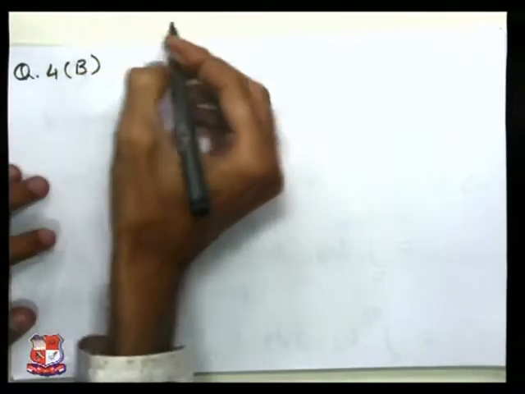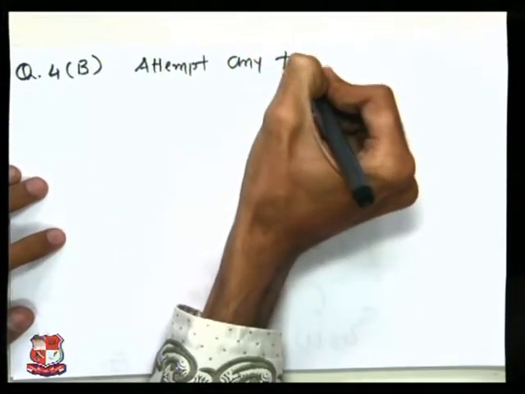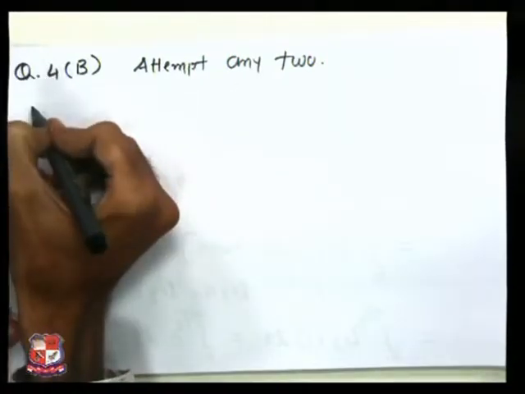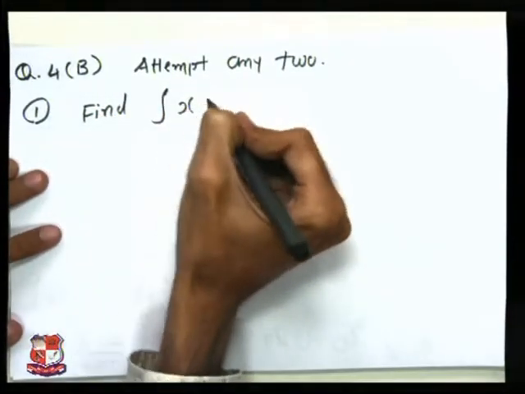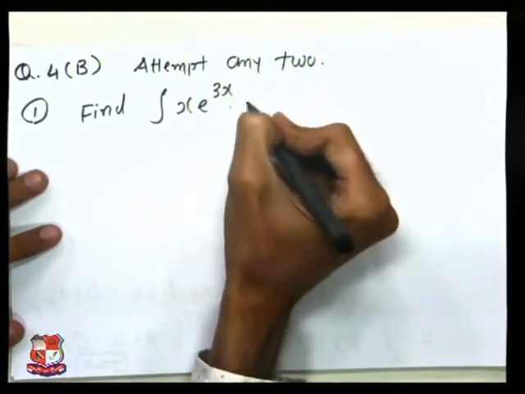Okay, so this is question number 4a, third example. Now let us try to solve question number 4b. Question number 4b is attempt any two, and the first one is: find the integration of x e raised to 3x dx.